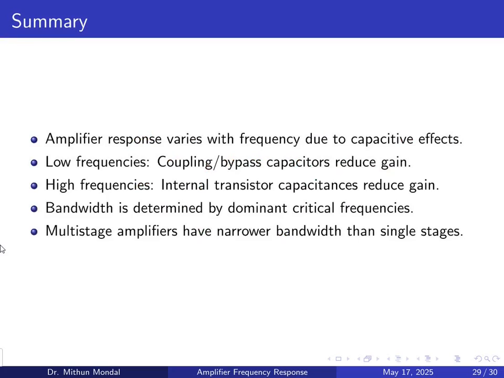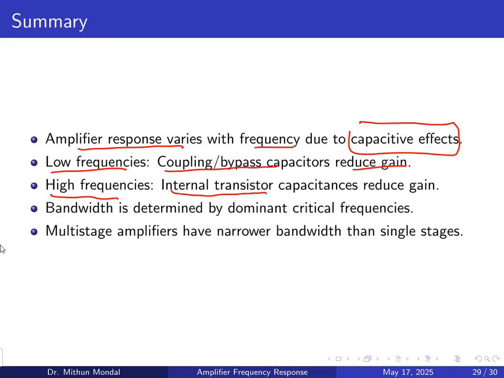So let us summarize what we have discussed. The amplifier response varies with frequency due to the capacitive effect. Due to the presence of the input capacitor, output capacitor, and the bypass capacitor, we have variation at low frequency and high frequency. At low frequency, the coupling and bypass capacitors reduce the gain. At high frequency, the dominating factor is the internal transistor capacitance, which reduces the gain. Bandwidth is determined by finding the dominant critical frequencies, the lower and the upper.